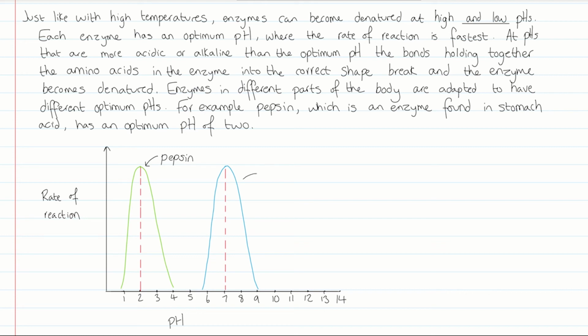You can see that they both have very different optimum pHs. Pepsin has an optimum pH where the rate of reaction is fastest at around 2, whereas salivary amylase has an optimum pH with the fastest rate of reaction at around pH 7. You can see for both enzymes that at pHs above and also below the optimum pH, that is when the rate of reaction goes down because the enzymes are becoming denatured. Eventually, the rate of reaction reaches 0.